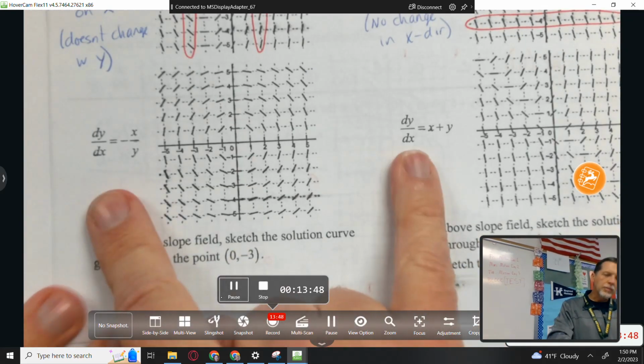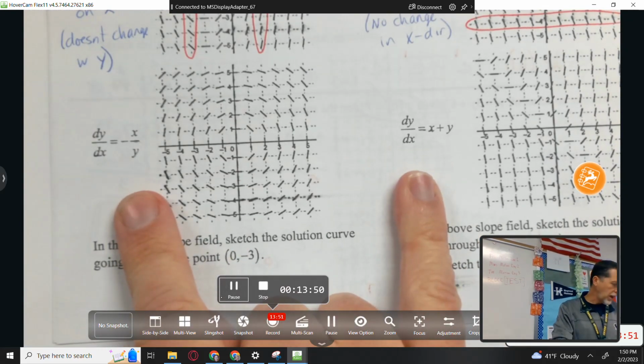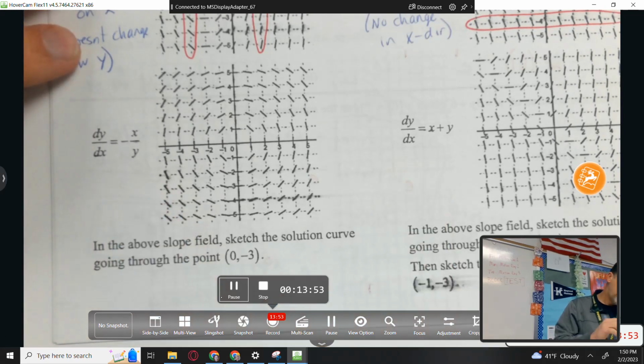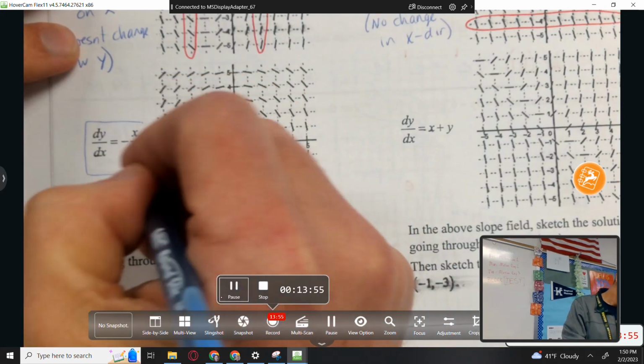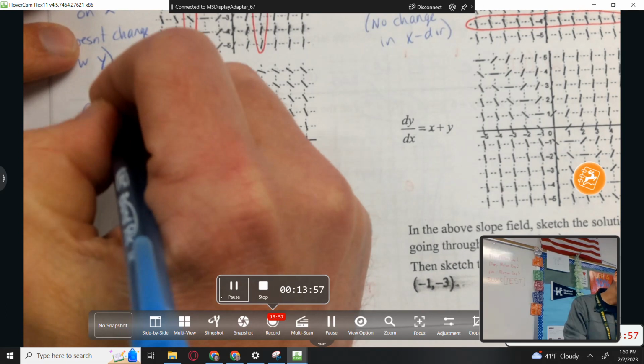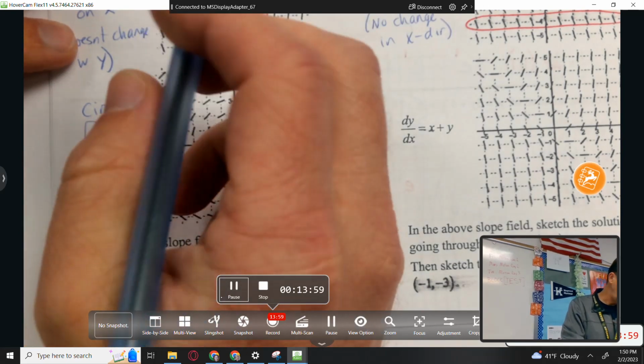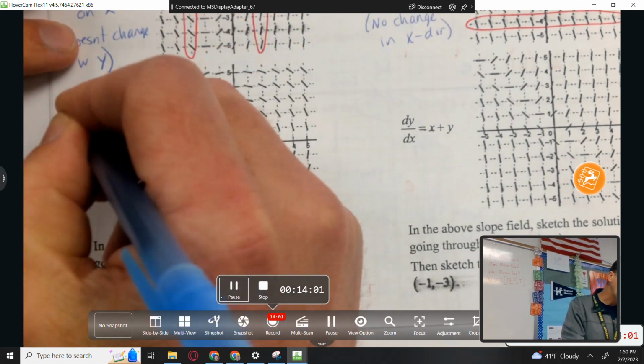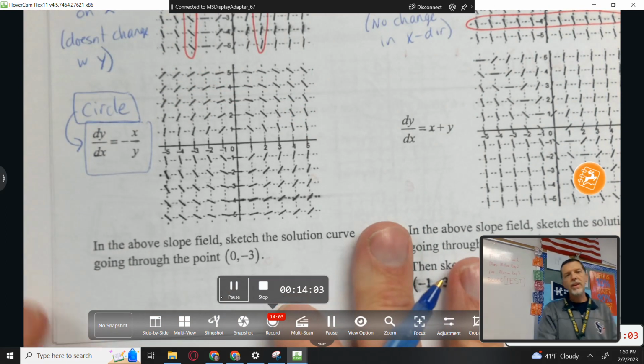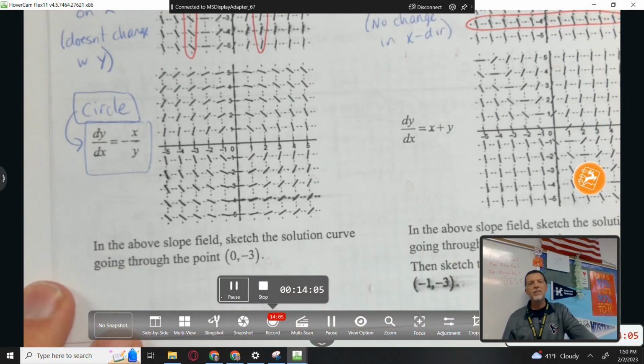All right, the bottom two depend on x and on y. And you don't have to memorize many of these. In fact, I don't know that you need to memorize any of them other than the circle. Negative x over y makes a circle. So if you see a circle, you can know that one. That's the circle.